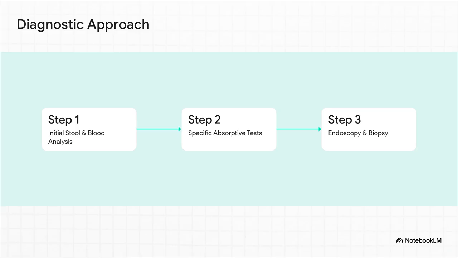From there, if you need to, you can move on to more specific functional tests that really probe where the defect might be. And then finally, if you're still not sure, endoscopy lets you get a direct look and, most importantly, get that tissue biopsy that can give you a definitive diagnosis.